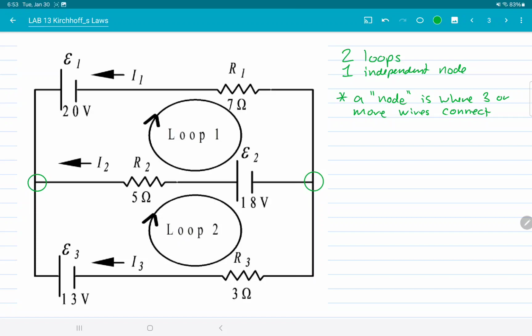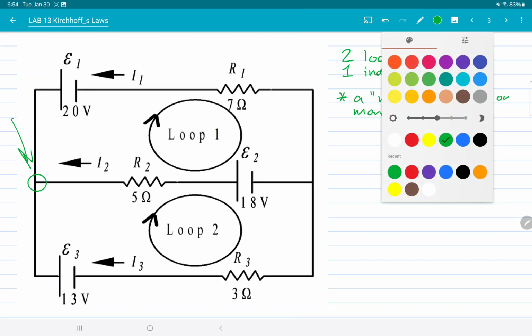Now, if I know what's going into and out of this node, I can also figure out what's going in and out of that node. So I don't need both of them. One or the other is enough. In fact, if I had 5 nodes, I would need 4 of them. The last one is not independent of the others. The last one would be considered dependent. So, since I just need one of these nodes, let's just work on the one on the left.